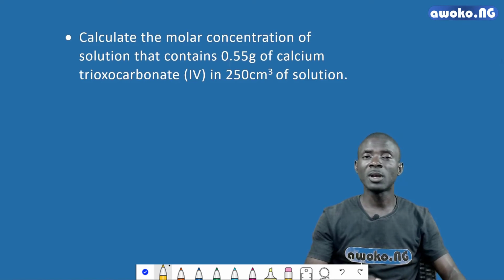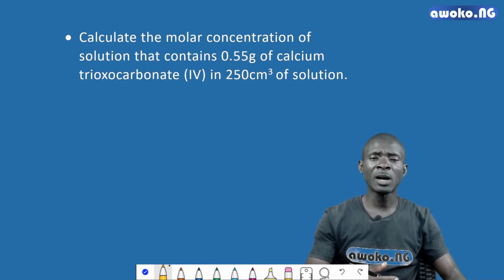Of course, we say molar concentration is the concentration of a solution in mole per dm cube. So let's look at how we can differentiate between mass concentration. We have been given the mass concentration of the substance here as 0.55 grams. So we are asked to look for the molar concentration, that is the concentration of the solution in mole per dm cube, when trying to obtain a standard solution. So what they are invariably asking us to do in this question is to obtain a standard solution of this salt.